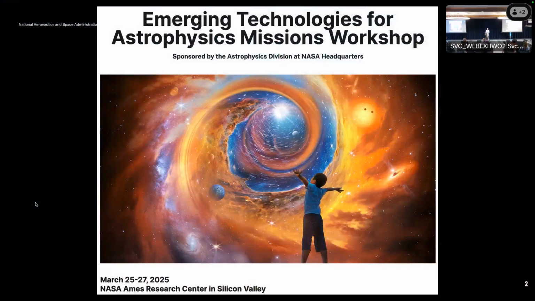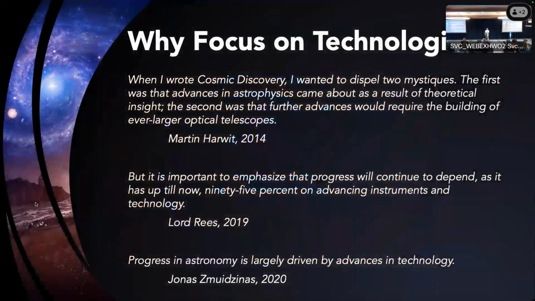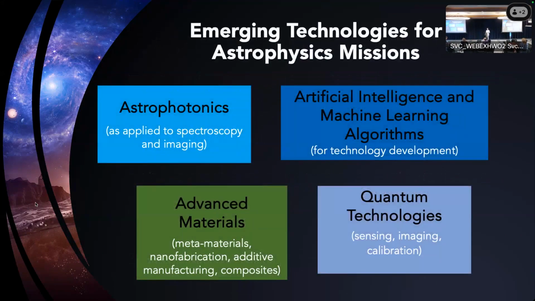Here's a little about what the workshop was. I'm not going to read through this because we have very little time, just to say, looking at the little bottom one, August people have said progress in astronomy is largely driven by advances in technology. And so we want to advance technology far beyond what we have right now because we're going to advance astronomy that way. We picked 4 particular areas of technology to focus on for this workshop, listed here: astrophotonics, AI and machine learning, advanced materials, and quantum technologies.